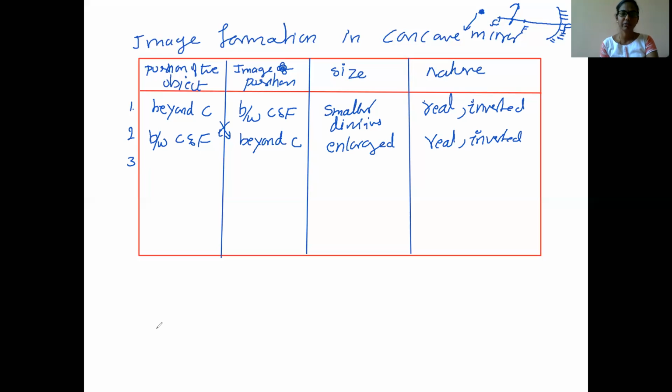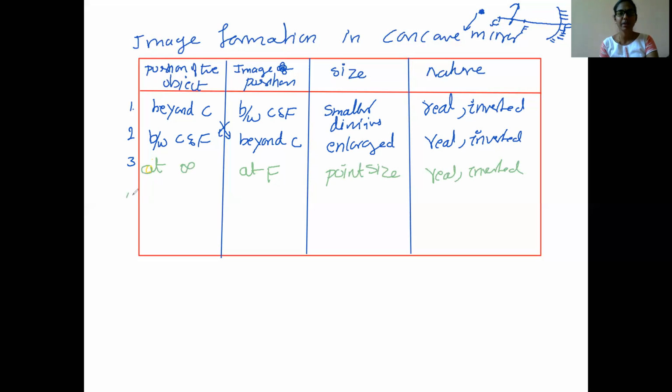Now, when the object is at infinity, the image will be formed at the focus. When the image is formed at focus, it is a point-sized image, highly diminished. The image will be point-sized, very, very small, and it is real and inverted only.